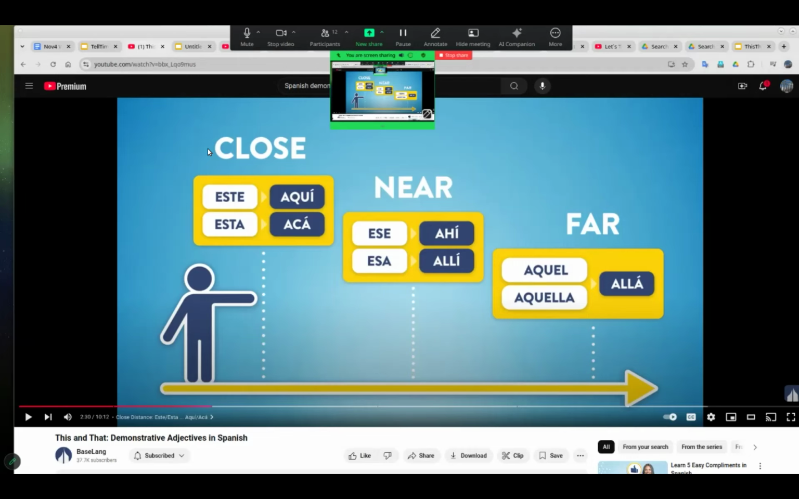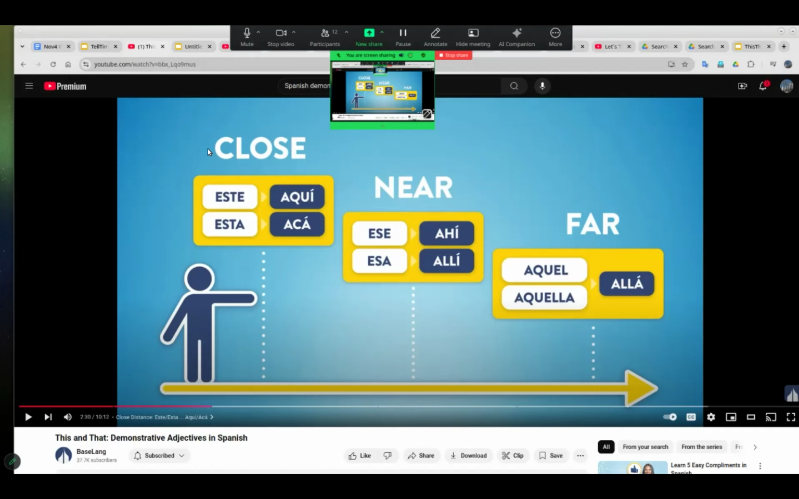Near means I can't grab it just reaching out my hand, right? It might be closer to the person I'm speaking to, or it might be just a little bit out of reach. That's what it means by near, right? Close means right near me. I could reach out and touch it. Near means I probably can't touch it unless I get up and move to go to a different space.